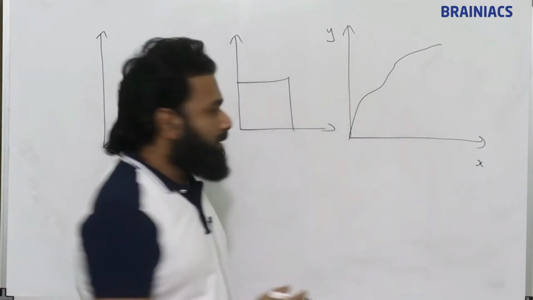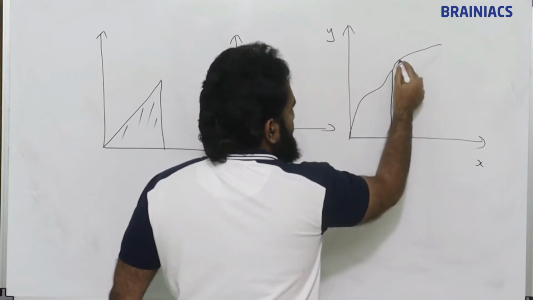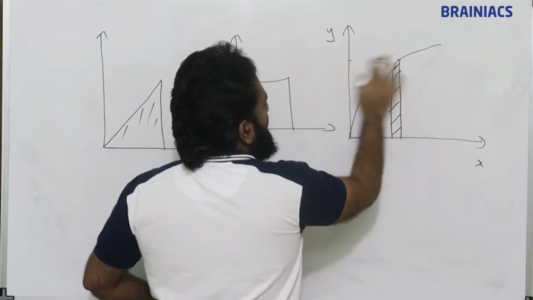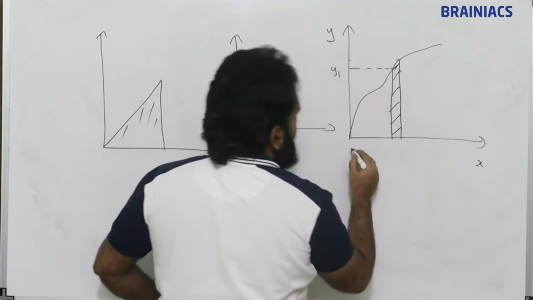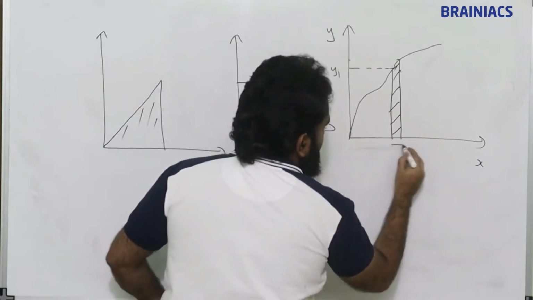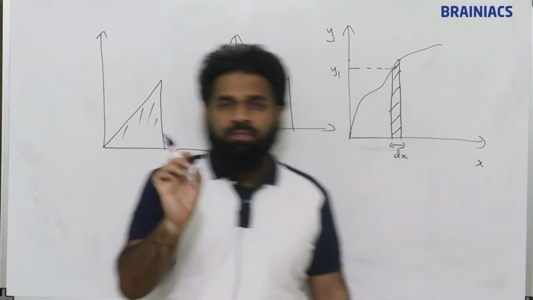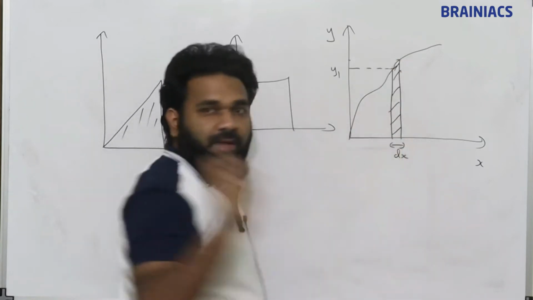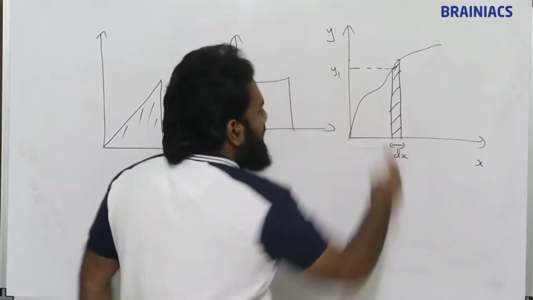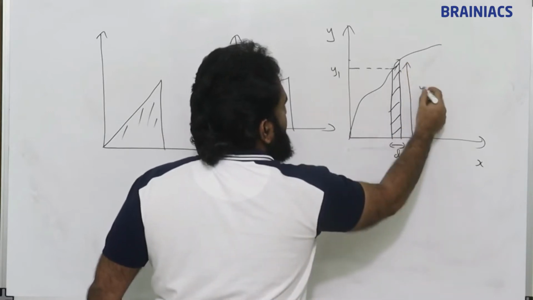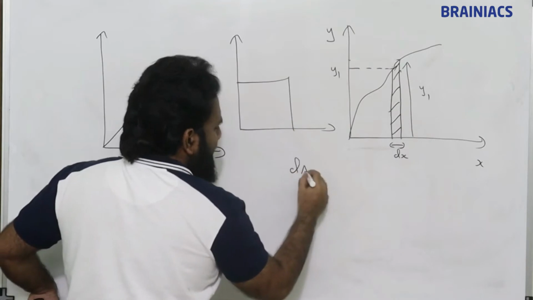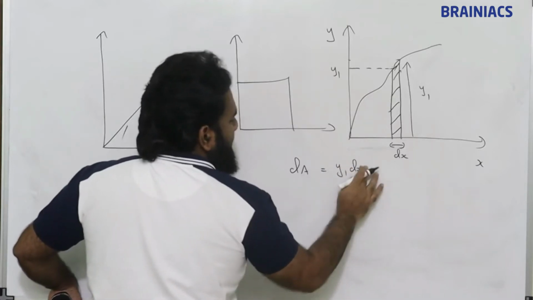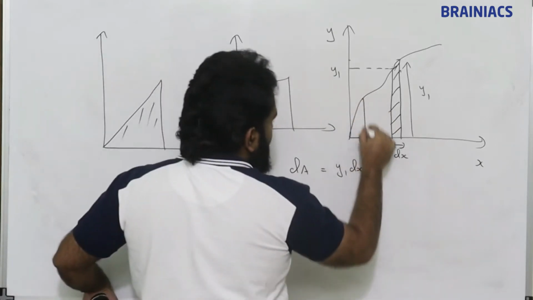Look here, I will take thin strips. Suppose I consider this as y1, and this strip's thickness I take as dx. A very small strip we are taking. If we take a very small strip, this will be like a rectangle, since dx is very, very small. I can take this height as y1. Now what is the area? Small area, I am writing dA, is nothing but length into breadth. This is nothing but y1 dx.